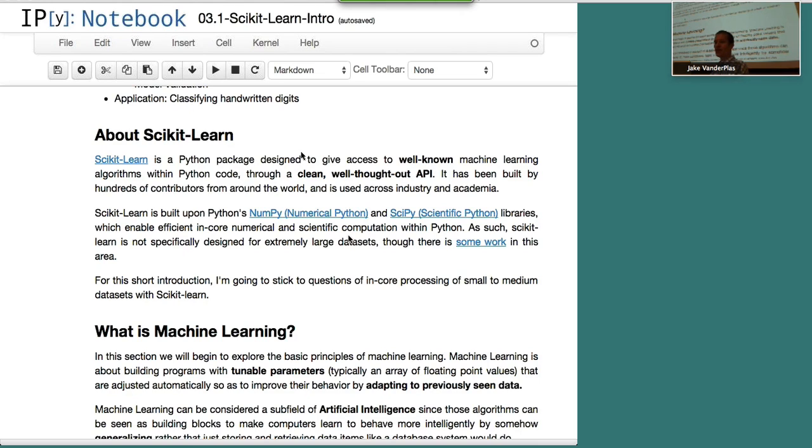The goal of Scikit-Learn is to give access to well-known machine learning algorithms. So everything you find in Scikit-Learn is something that's been known in the computer science community for 10, 15 years, and it's well used and well understood. The bleeding edge, state-of-the-art, cutting-edge algorithms aren't really in there because that's not one of the goals of the package. A big piece of it, too, like I mentioned, is that there's a clean, well-thought-out API.